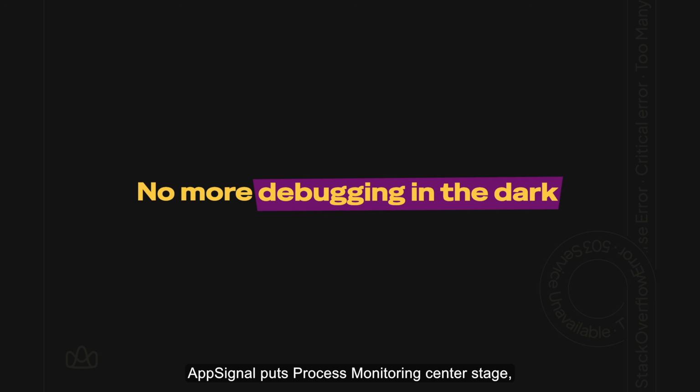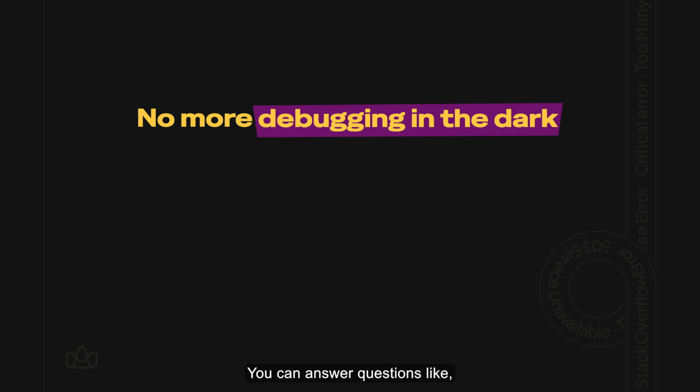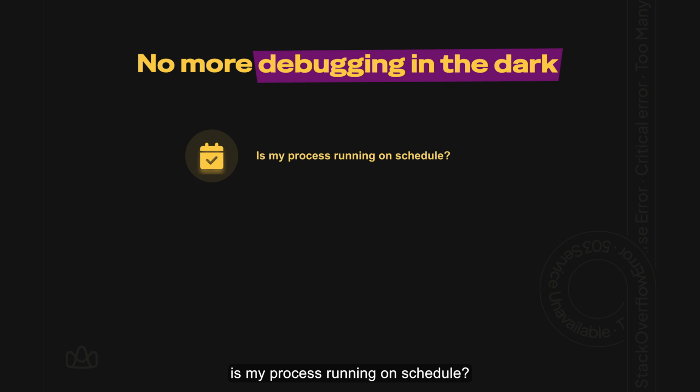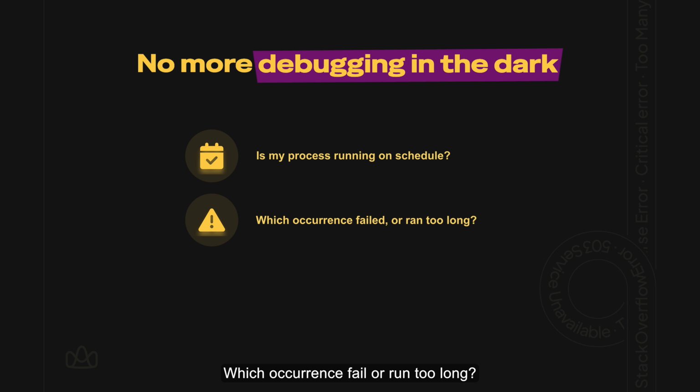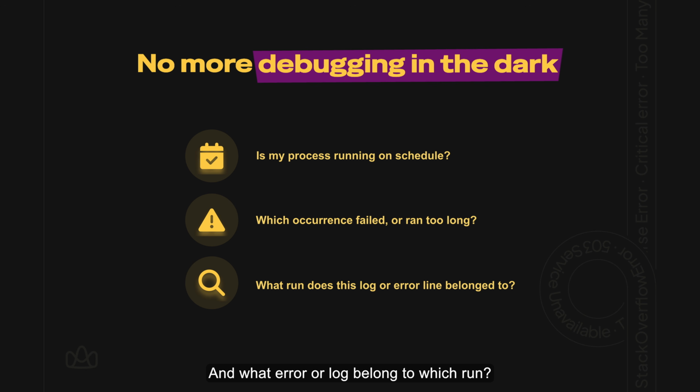AppSignal puts process monitoring center stage, helping you answer the questions that matter about your background jobs, with the ability to deep dive into individual process runs for granular performance insights. You can answer questions like, is my process running on schedule? Which occurrence failed or ran too long? And what error or log belonged to which run?